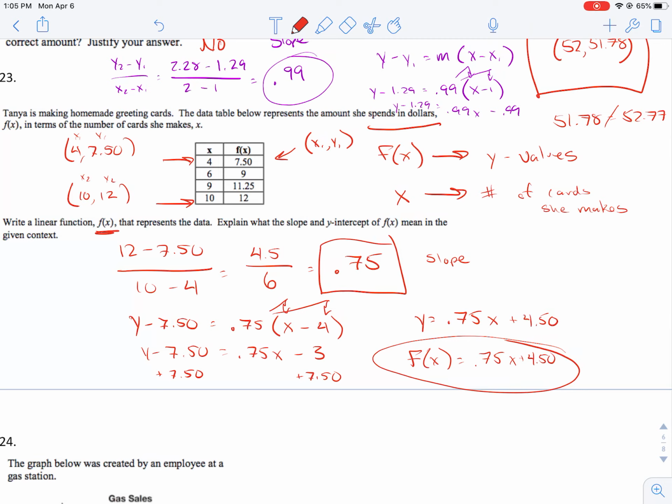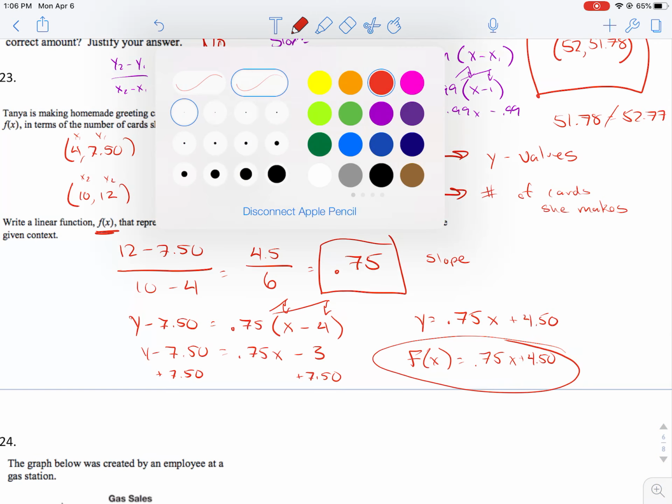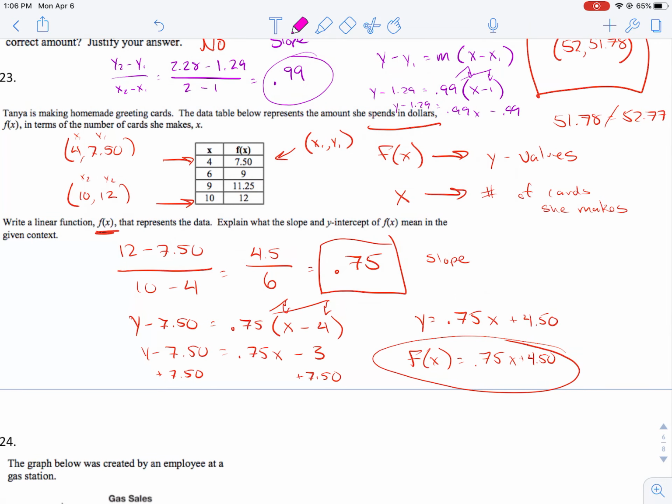And there's our equation. Okay? So, let's think about what this means in terms of our problem here. We need to talk about the slope and the y-intercept. Our slope here represents the amount our problem is increasing by each time. So what's getting multiplied by our slope? It's the number of cards she makes. I'm sorry, the price of each card that she makes.